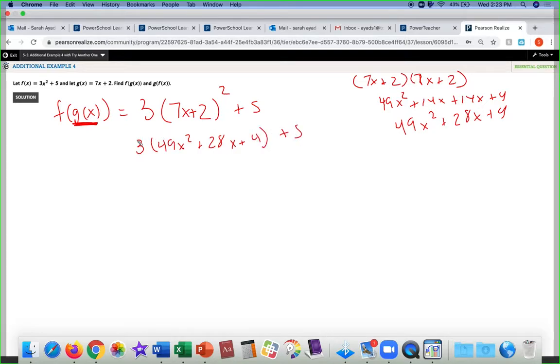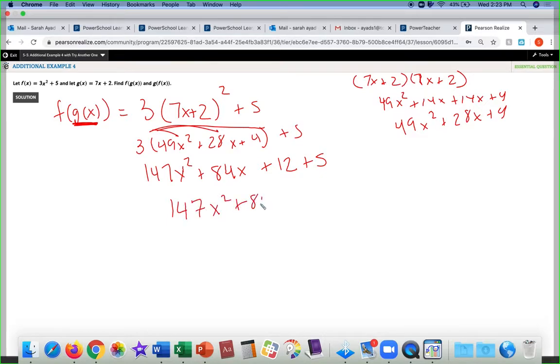Now, of course, I have to distribute this 3. So 49 times 3 is 147. 28 times 3 is 84. And 4 times 3 is 12. Then I have the plus 5 at the end. So I get 147x squared plus 84x plus 17.